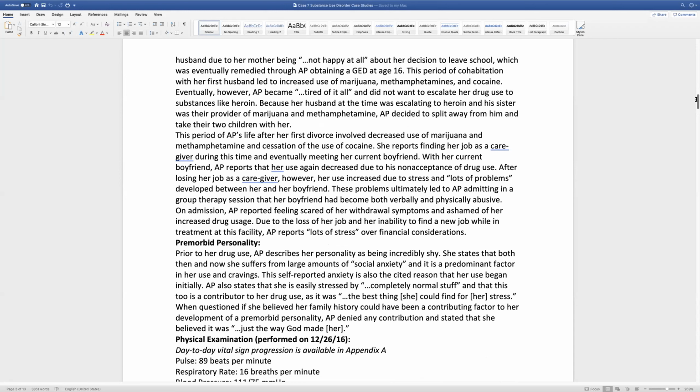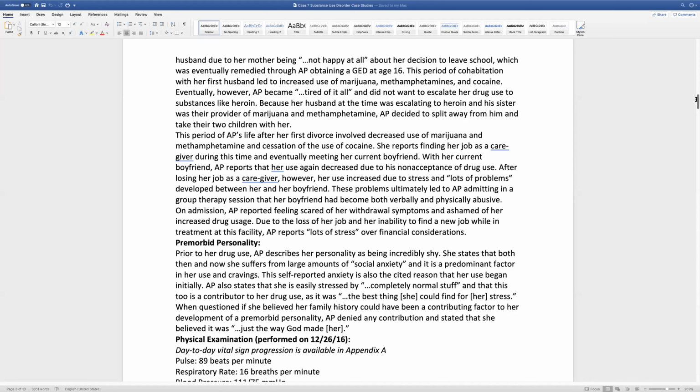She reports finding a job as a caregiver. During this time, she eventually met her current boyfriend. With the current boyfriend, AP reports that her use again decreased due to non-acceptance of drug use. After her long job as a caregiver, however, her use increased due to stress and lots of problems developed between her and her boyfriend.